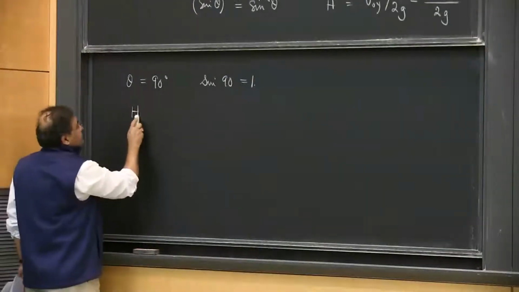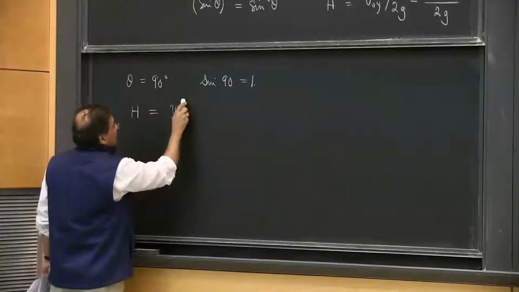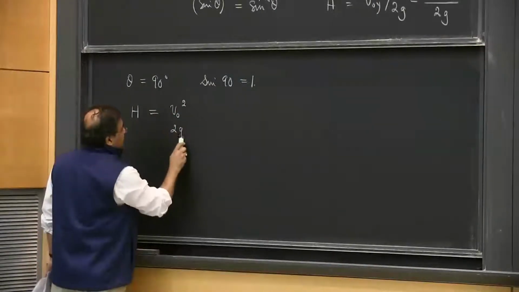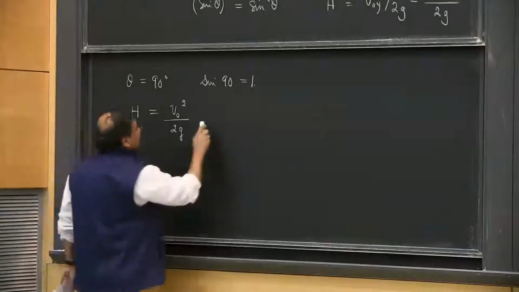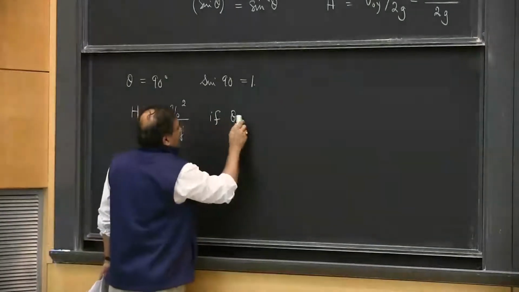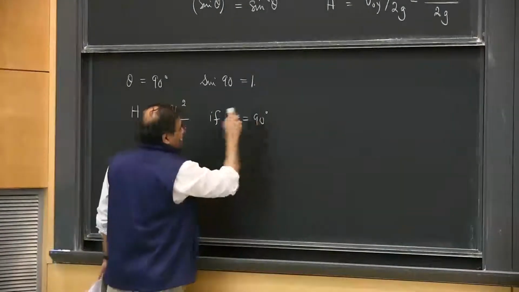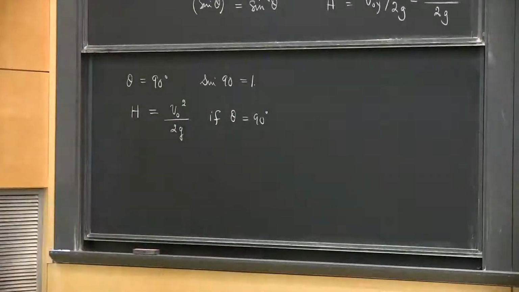So h would be v0 squared over 2g, which is something that you've actually seen before, if theta were 90 degrees. And that would be the highest possible value that you can attain in this problem.